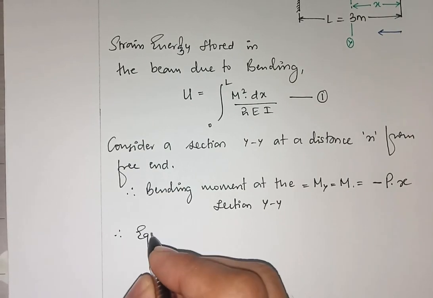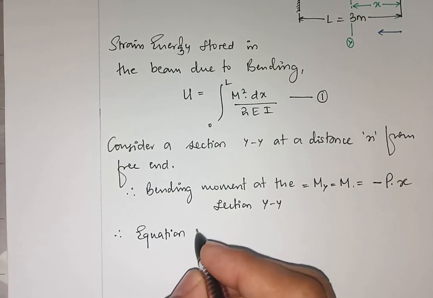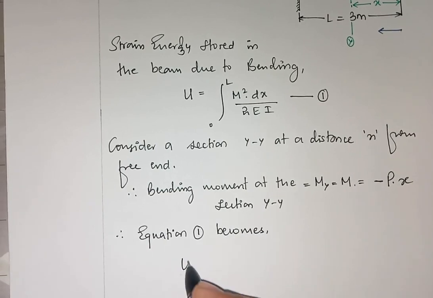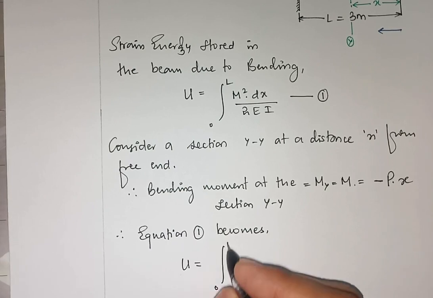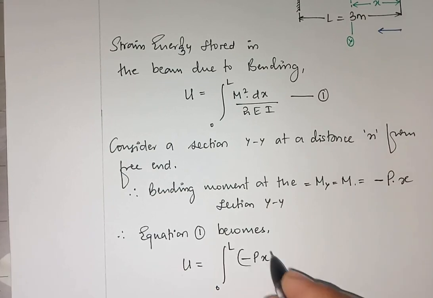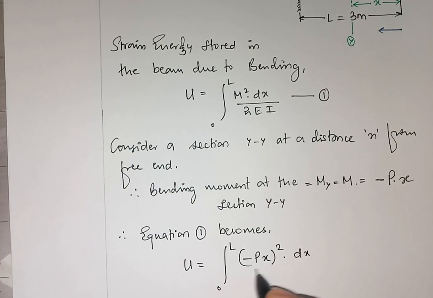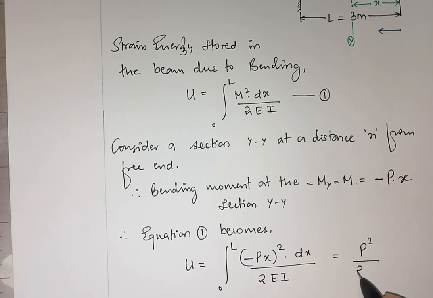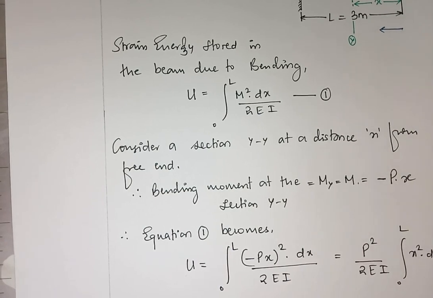Right, so therefore equation 1 becomes, you substitute U is equal to integral of 0 to L. What is the value of M? M value is minus P into X. We need to square that into dx divided by 2 times E into I. So that will be equal to, constants please keep it out, P square divided by 2 times EI, integral of 0 to L, this will be x square into dx, right?